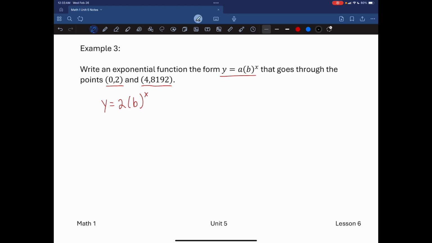So I'm going to rewrite this whole equation. We're going to have 8,192, just plugging in my point here, equals 2 times b all raised to the 4th power. Okay, so solve for b. Working backwards, we undo our order of operations. We're going to undo the multiplication first by dividing by 2.